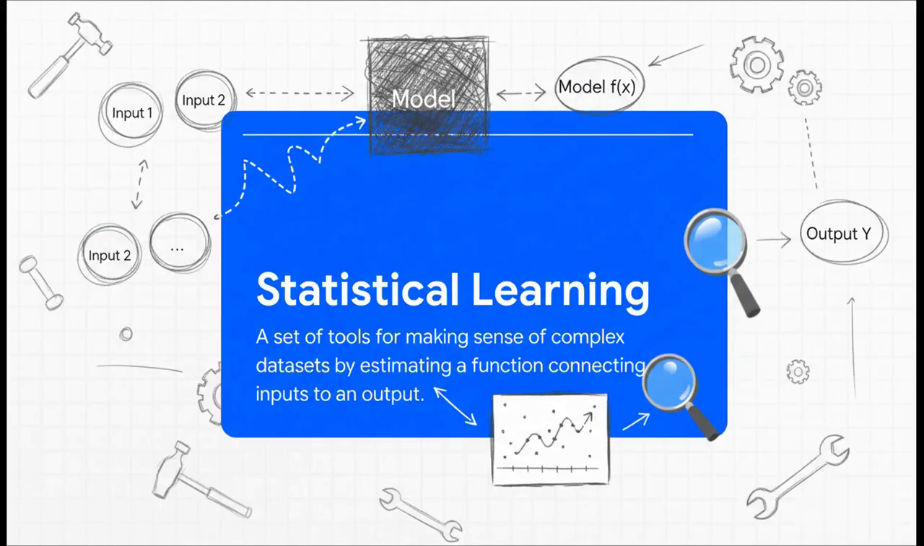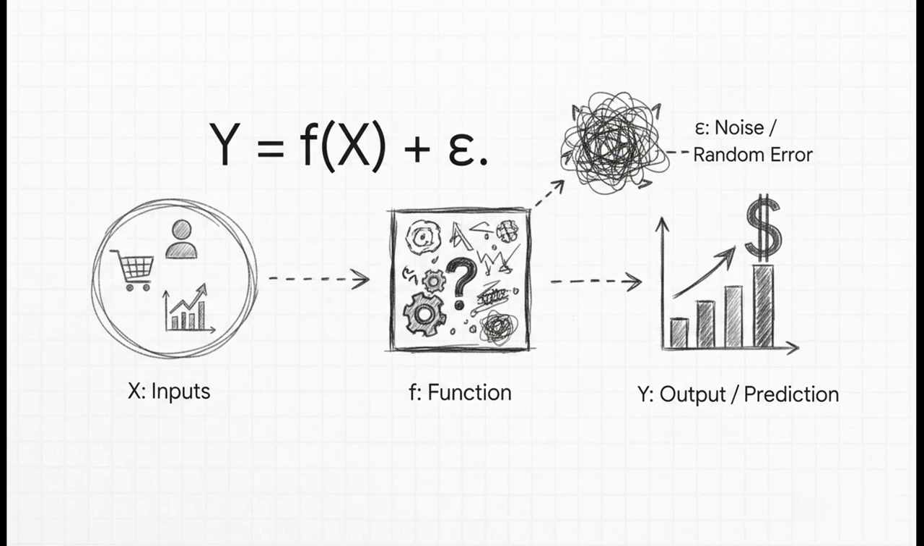So let's get a proper definition down. Statistical learning isn't just one single method. It's more like a whole toolkit. And the goal of every single tool in that kit is to figure out the relationship, the connection between some things we know, our inputs, and a thing we really want to understand, our output.